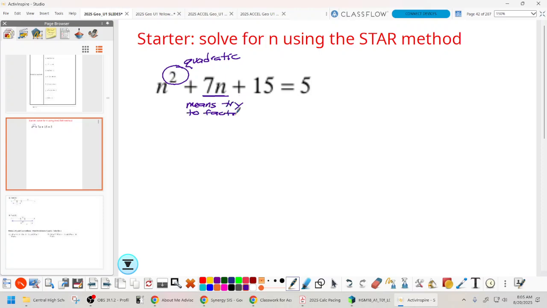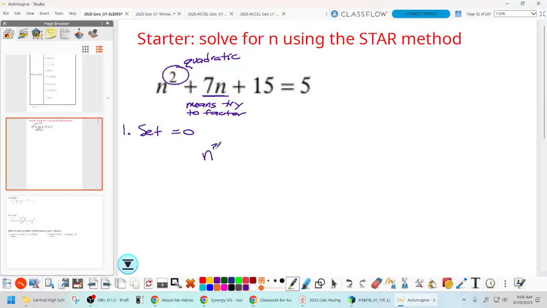If that wasn't there, just for a second, we could solve this by square rooting, which is a little shorter. But with that, we need to try to factor. First step, set equal to 0. And that means I need to subtract 5 from both sides.